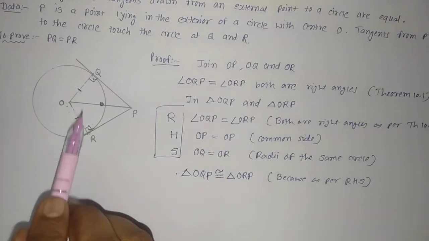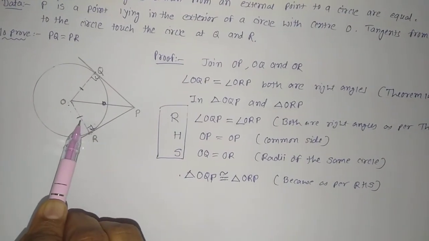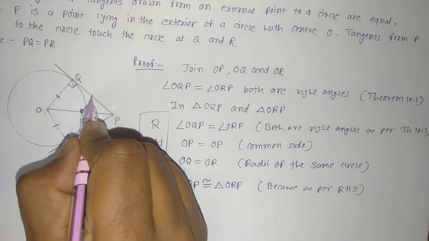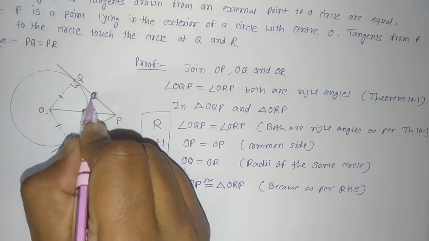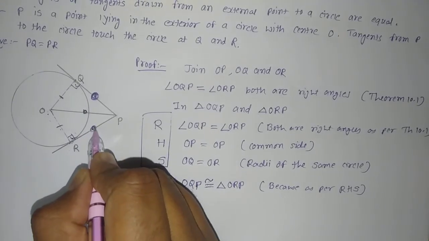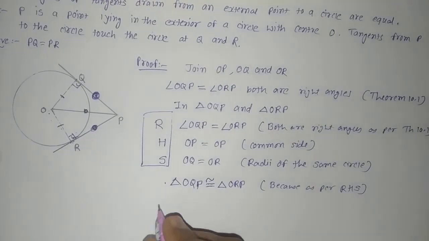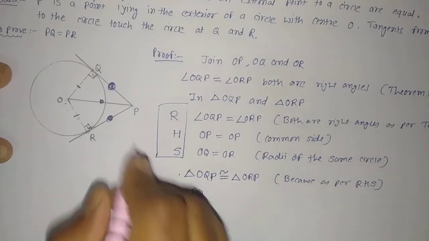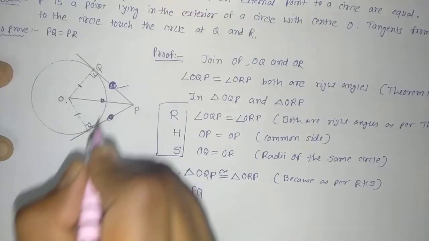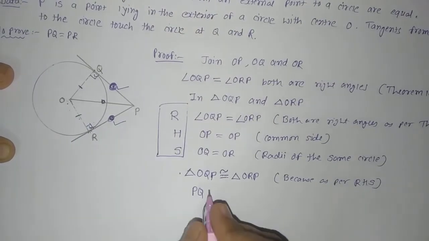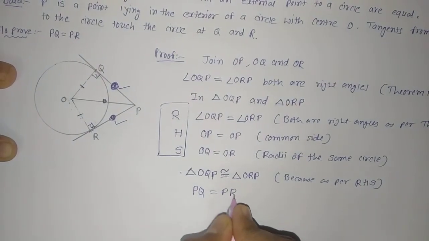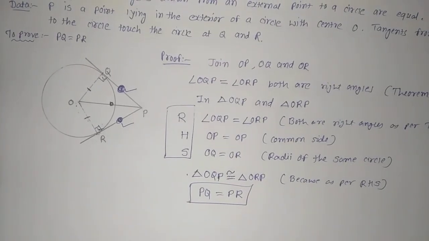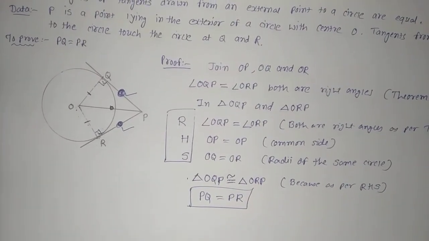If it is so, this side and this side are equal in measure. This side is common to both. So the remaining sides, this one and this one, will also become equal. So in that way, I can say that PQ and PR are also equal. This is what we wanted to prove. Hence, this way we can prove it easily. So this is quite an easy theorem.